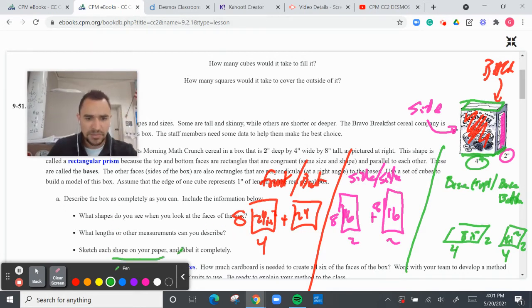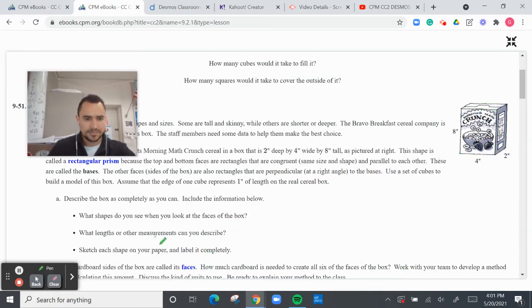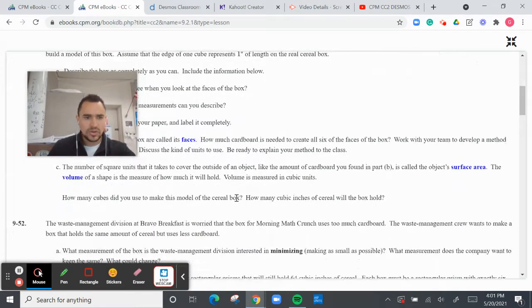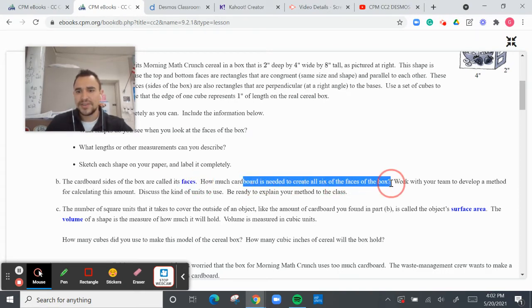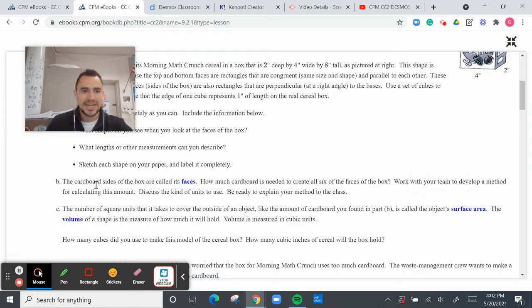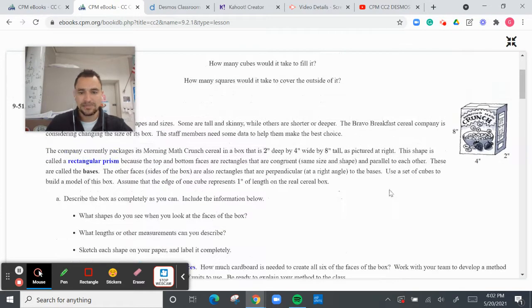So you sketch each shape on your paper and label it completely. You can say that this is the height, and then this is the width. So again, height, width, this is the height and the length, and this is the width, and this is the length. All right? We're going to come back to that in a second. All right, so the cardboard sides of the box are called faces. How much cardboard is needed to create all 6 sides, faces of the box? Work with your team to develop a method for calculating this.